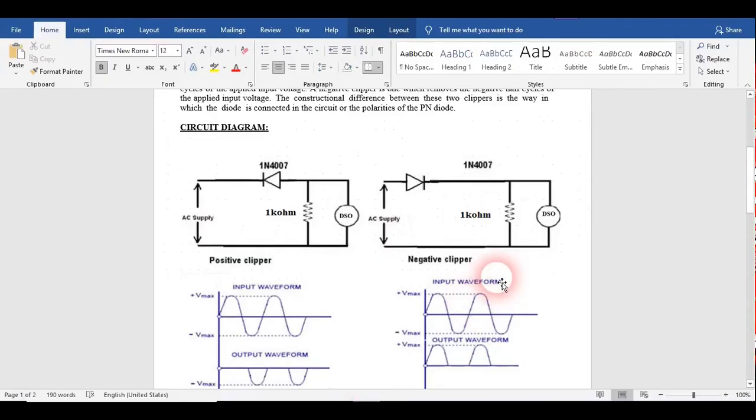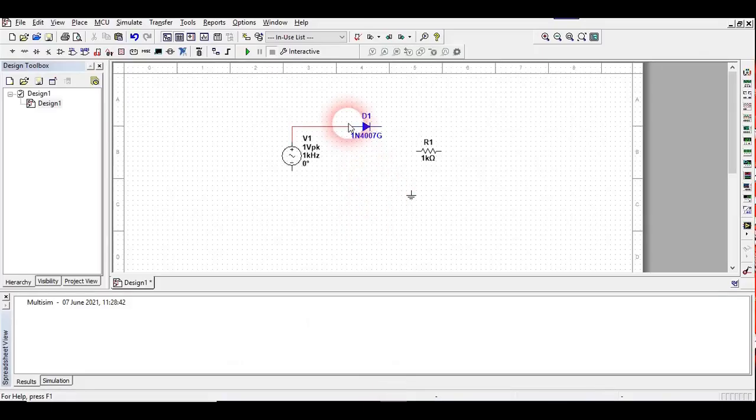Suppose firstly I am going to join the positive clipper. So I am going to perform the positive clipper one. I am just going to flip this one horizontally, and I am going to rotate this one. Fine. So just look here, I have connected the whole circuit.